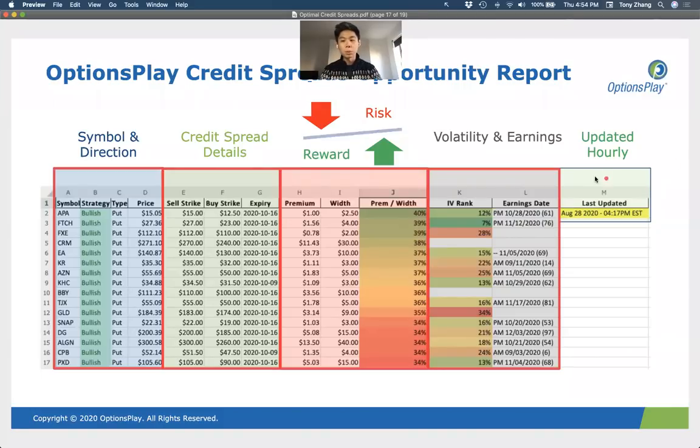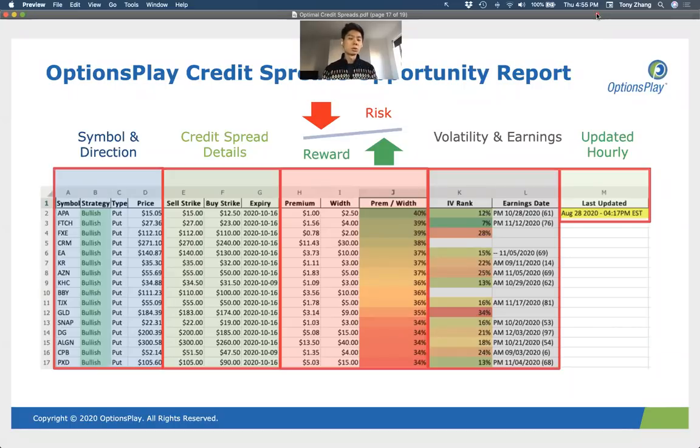And like I said, this report is updated hourly. So the very last column tells you when the report was last updated. We update this every single hour, starting at about 10:15 a.m. after the market opens. We update that every single hour all the way through the close. And the last snapshot is around 4:15, 4:16 or so after the close.